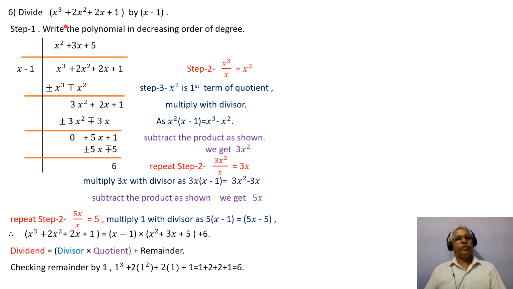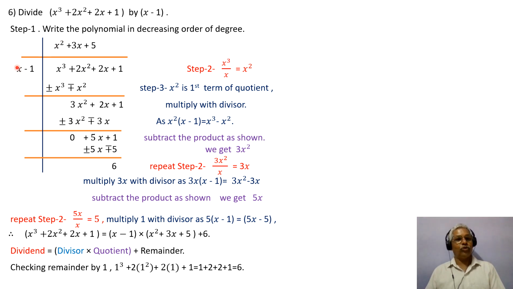Now sixth one, same: x cube plus 2x square plus 2x plus 1 by x minus 1, dividing by x minus 1. First step, x cube upon x is x square, and writing it here.